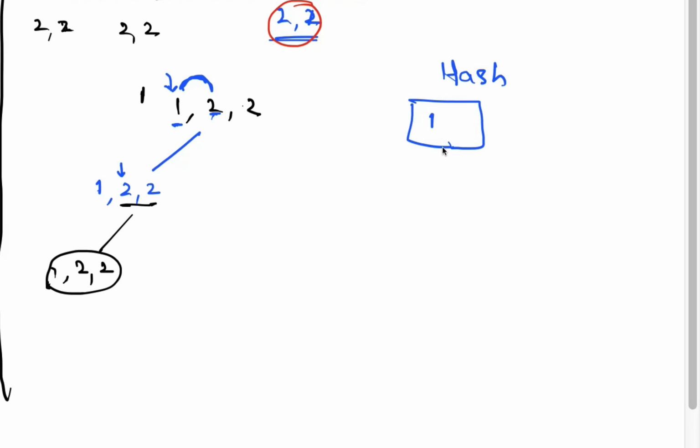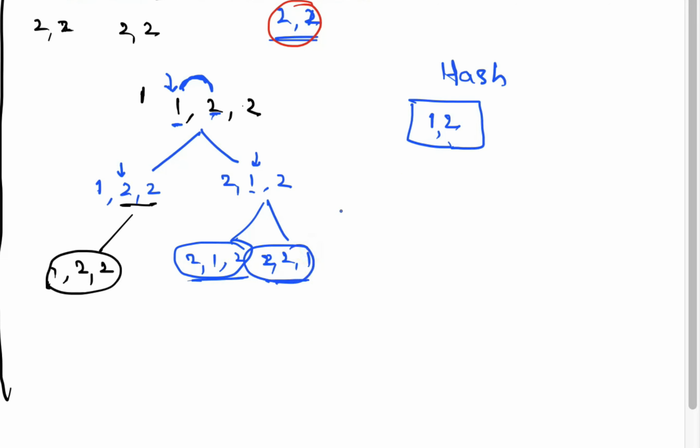Because 2 is not present in the hash set, first we will put 2 in the hash set, we will swap, so 2 and 1 will be swapped, and then we will call the permutations of 1 2 with position being at 1. Now this will print 1 2 and 2 1, because 1 and 2 are 2 different elements. So keeping 2 at the first position fixed, the 2 permutations which get printed are 2 1 2 and 2 2 1.